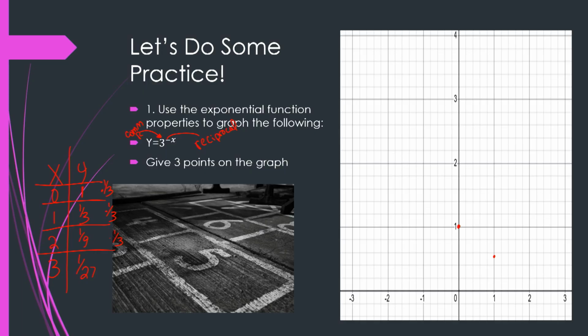2 at 1/9, so it's going to be about right there, and 3 at 1/27. So we're going to say that's about right there. So it's going to look similar. And remember, Miss Killen can't draw a straight line.